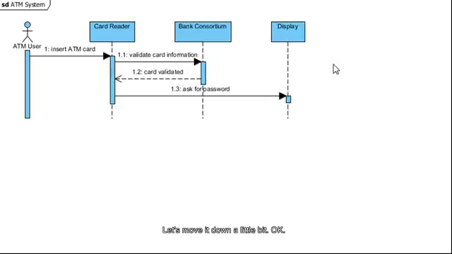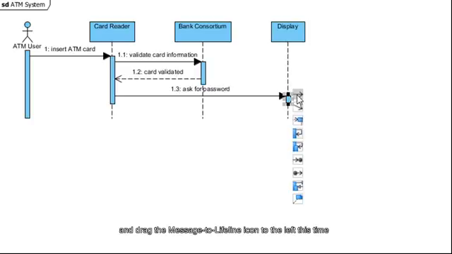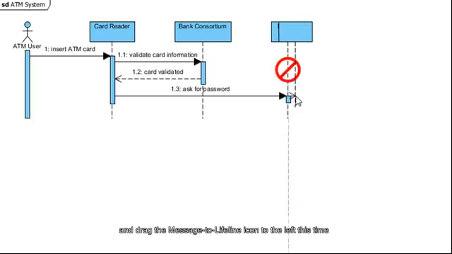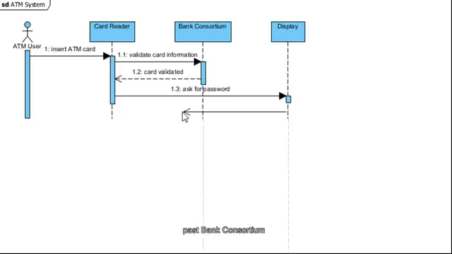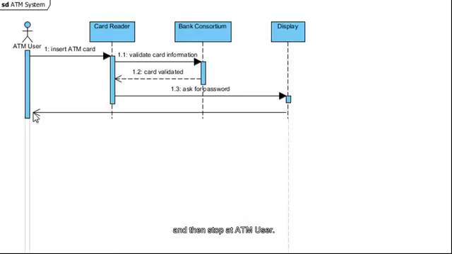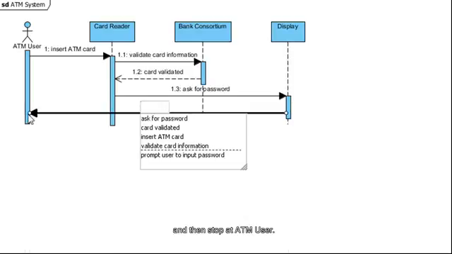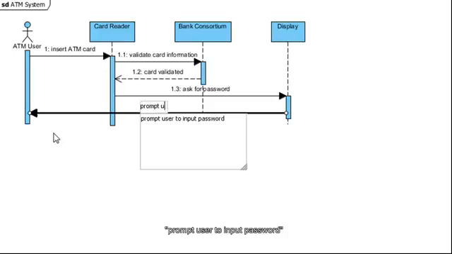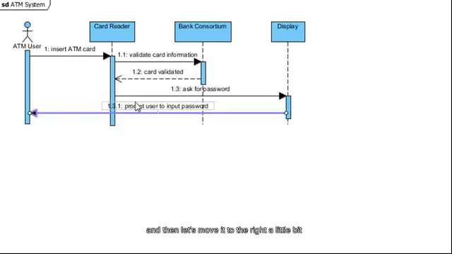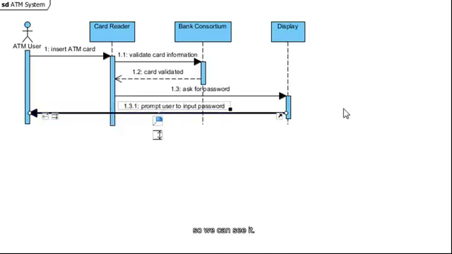Okay. Now next, select the vertical bar here under display and drag the message to lifeline icon to the left this time. Pass Bank Consortium, pass card reader, and then stop at ATM user. And for the message, we're going to type in prompt user to input password. And then let's move it to the right a little bit so we can see it.